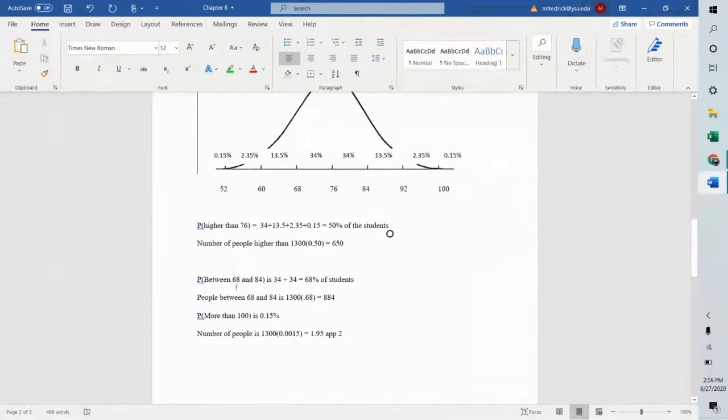If we wanted between 68 and 84, if we go between, it would be these two, the two 34s, added up is 68%. So 68% are between there. If you want to find the number, then since our sample had 1,300, you multiply by 1,300.